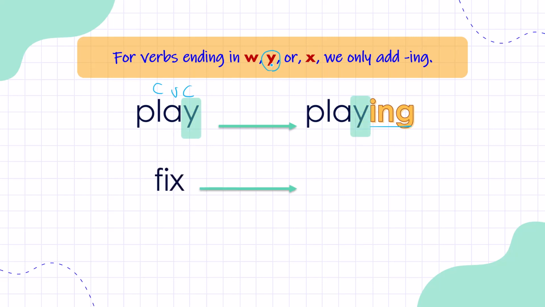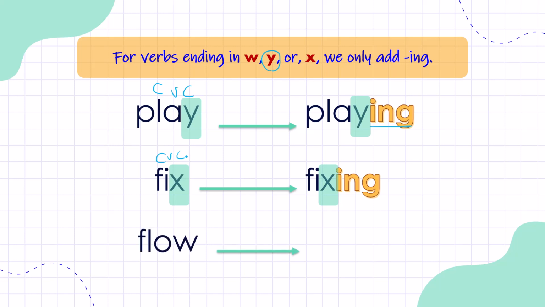Or the word fix. We say fixing. Well, here, yes, we have the order of CVC, but because of the letter X, we do not double the last letter. The same rule happens for the word flow. Flow, flowing, and no double W.